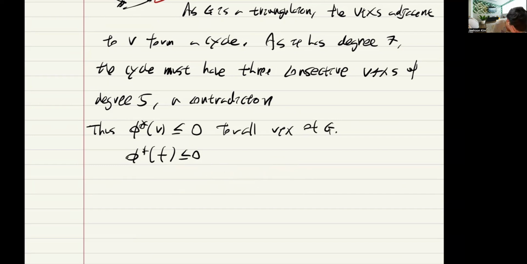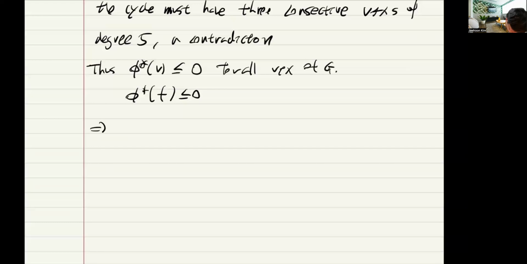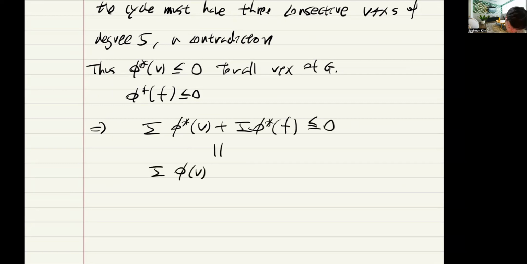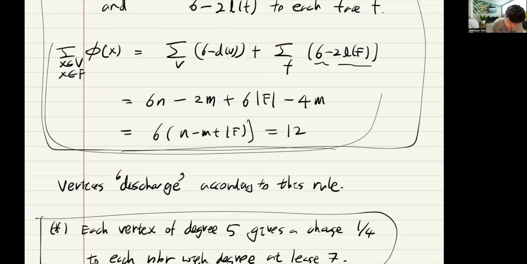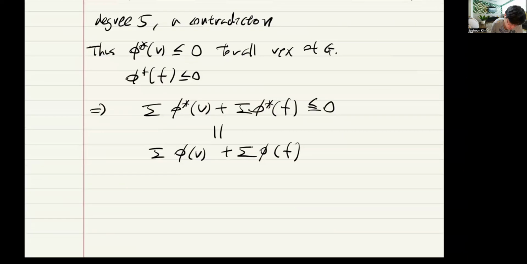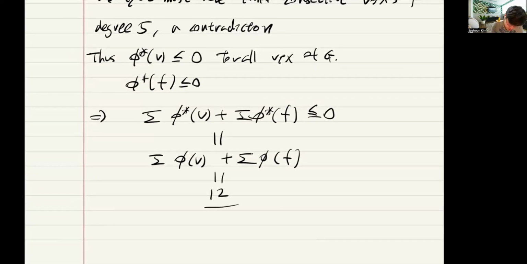Then finally, the summation of phi star B plus the final charge is non-positive. However, what should it be? We just move around the charge, right? So this has to be equal to the initial charge. But what was the initial charge? 12. So 12 is smaller than 0, which is a contradiction.